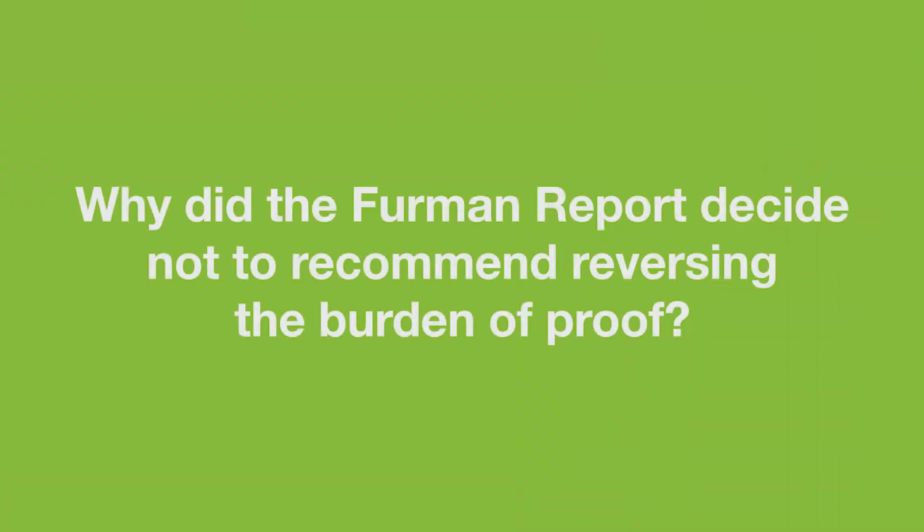The next question I was asked was why did the Furman report decide not to recommend reversing the burden of proof for merger assessment? Now, it's interesting, John Vickers recently gave a speech where he highlighted that when the UK merger regime was revisited for 2002, actually a reversed burden of proof was discussed for all mergers. And this was based on a substantial body of economic evidence that, on average, mergers do more harm than good.